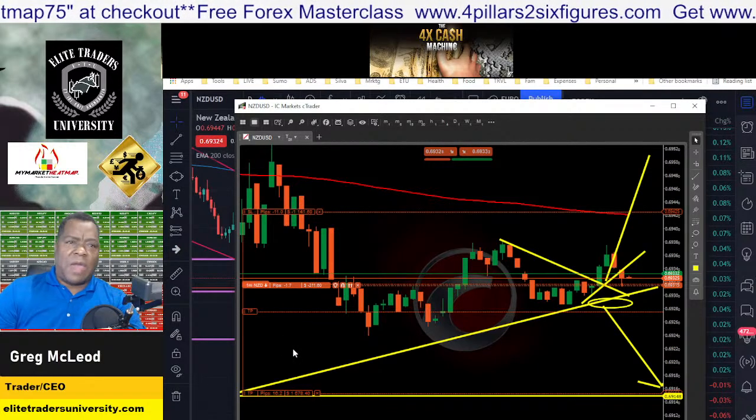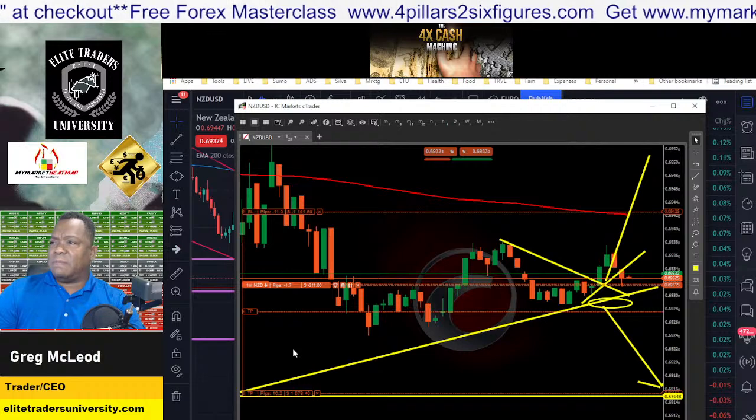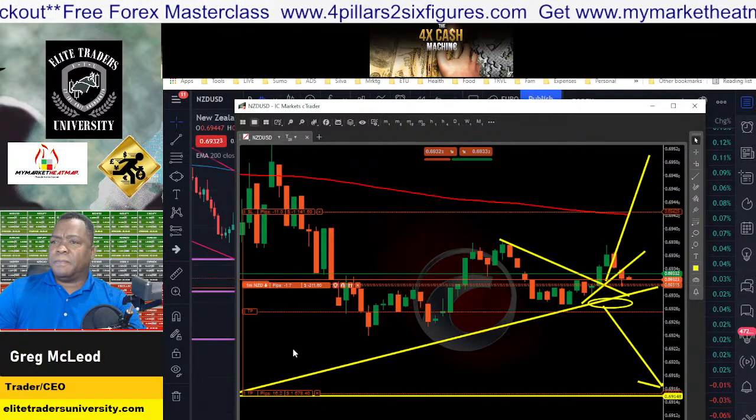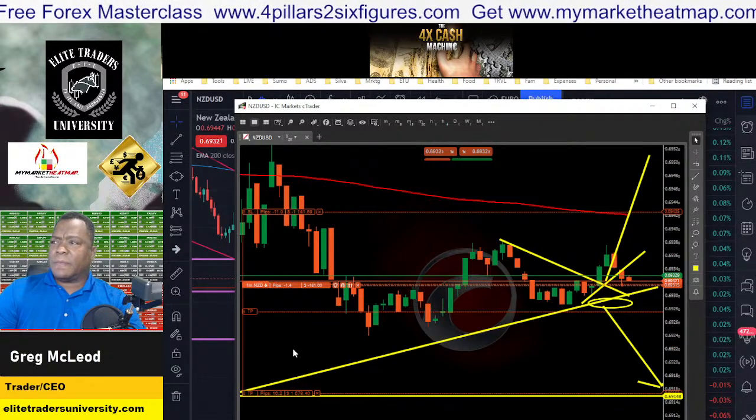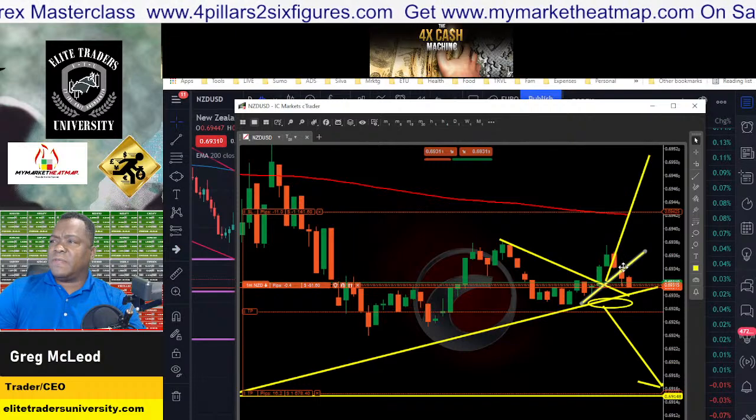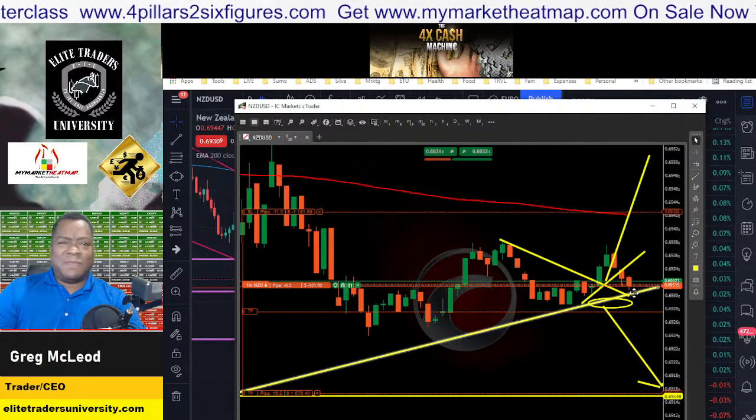Let's see if I can grab a fast 4 pips on this trade here. We broke one trend line, broke the second trend line. 3 times is a charm.